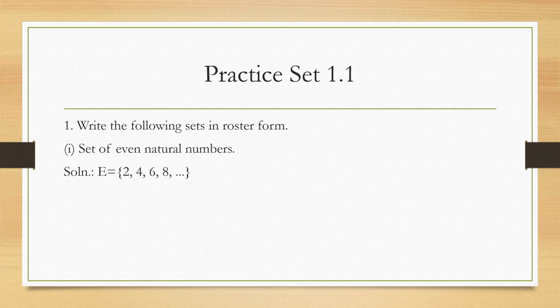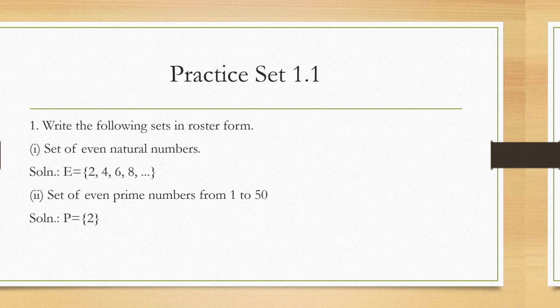Second, the set of even prime numbers from 1 to 50. As we know, there is only one even prime number, which is 2. Now, how to write it? You can write P is equal to curly bracket open 2 curly bracket close. You can take any variable. I have taken P.